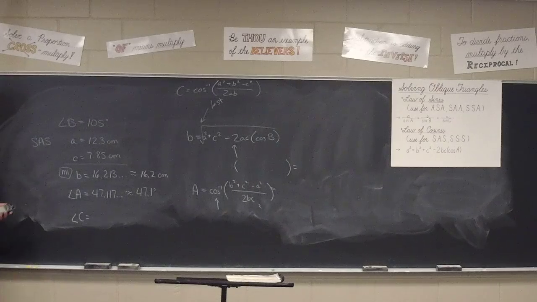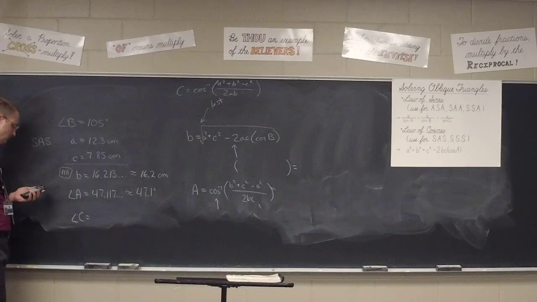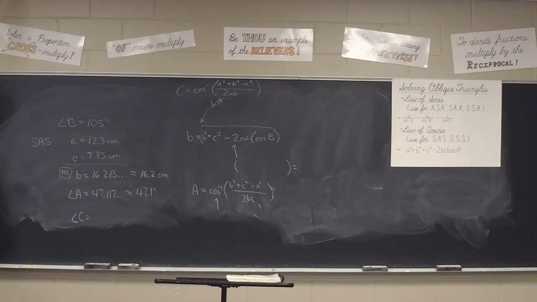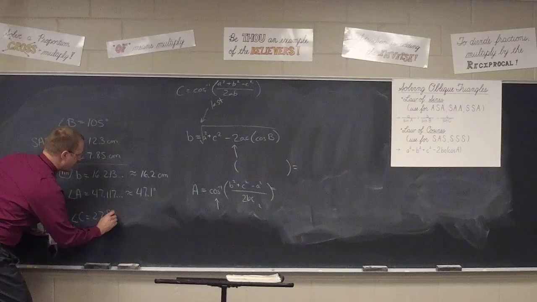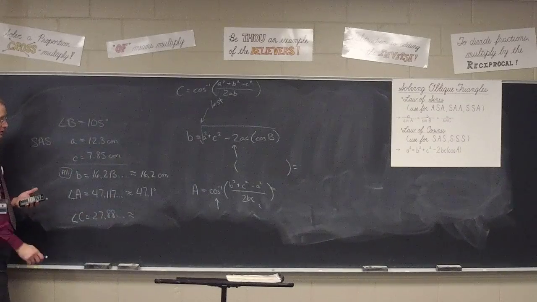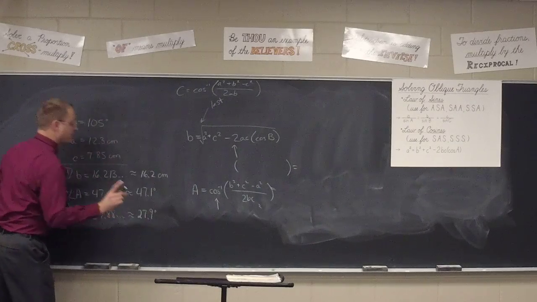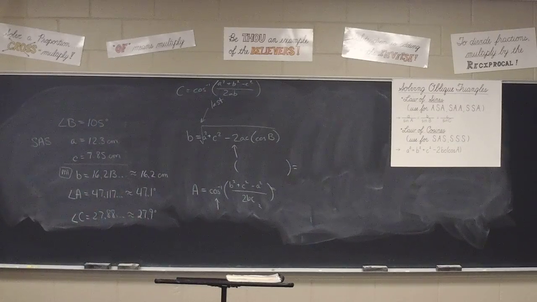And call it when you've got it. Good, 27.88, blah, blah, blah, rounded. 27.9 degrees. Now, check your three angles. Do they add up to within a degree of 180? They won't always add up to 180 because of weird roundings and stuff, but as long as they add up within a degree of 180, one way or the other, you should be good. Do they?